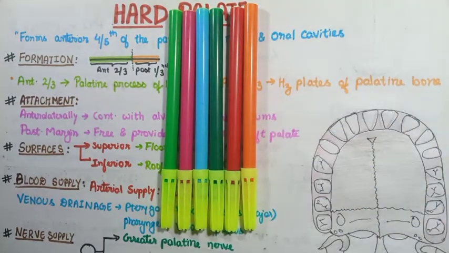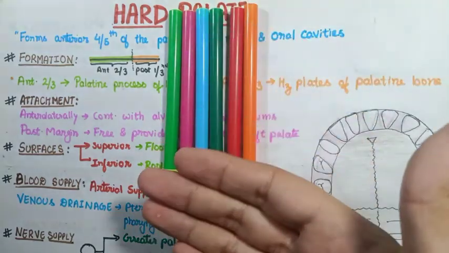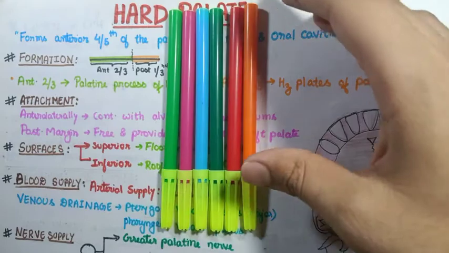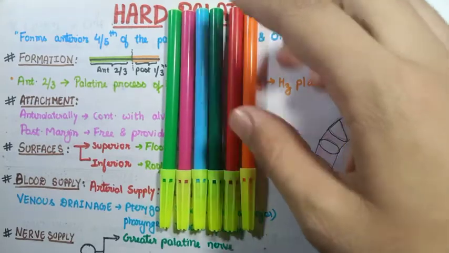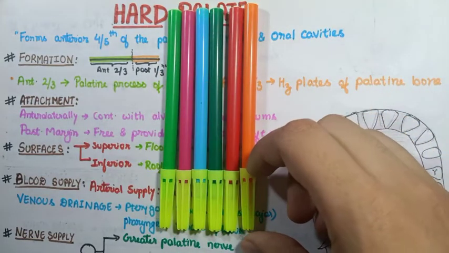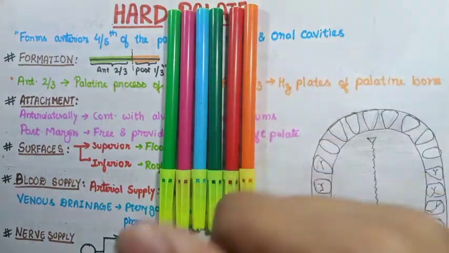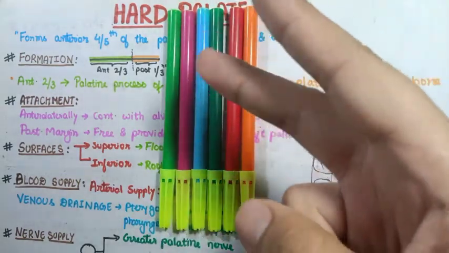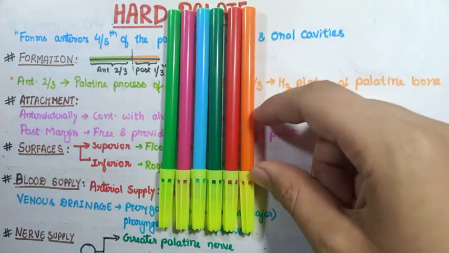So what was the total division? This was the whole palate, or you can say the whole plane of the palate, and the anterior 4/5 was formed by the hard palate. The posterior 1/5 is formed by the soft palate, and the hard palate, this body of the sketch, is further divided into two, an anterior 2/3 and a posterior 1/3.